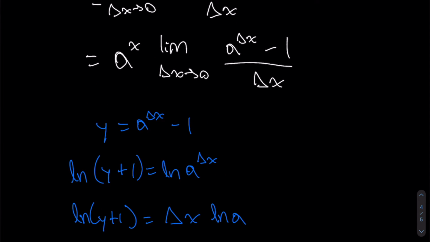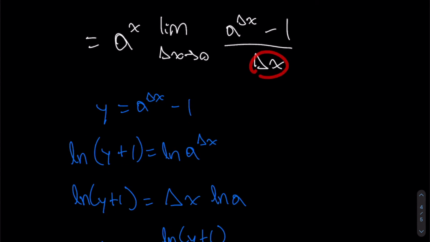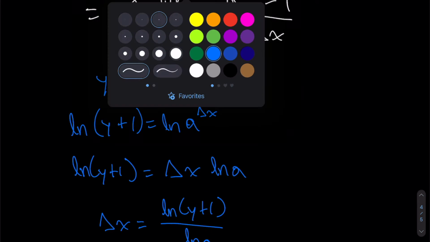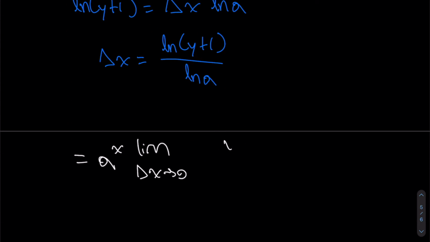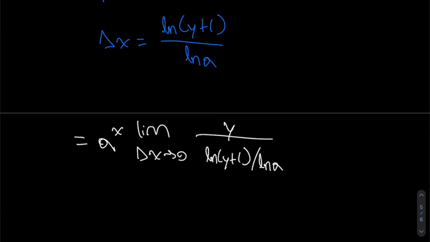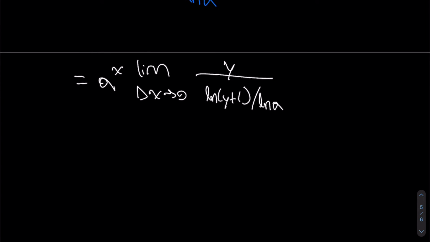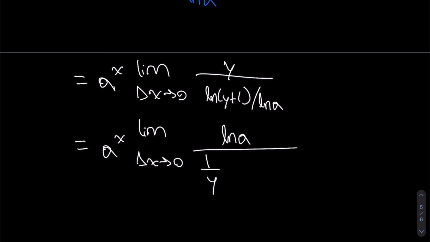So wherever a to the delta x minus 1 is, I'm going to put a y, and wherever delta x is, I'm going to put this here. Let me just write that in. So we have a to the x times the limit as delta x approaches 0, and at the top we have y, underneath we have ln of y plus 1 divided by ln of a. First of all, I'm going to bring this y to the bottom and bring this ln a to the top. So ln a goes on top, and this becomes 1 over y on the bottom.